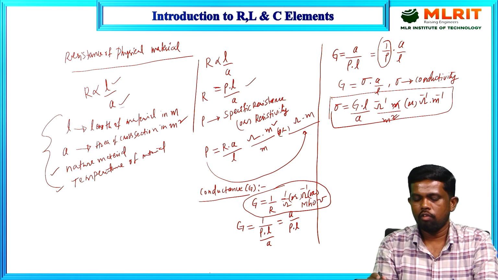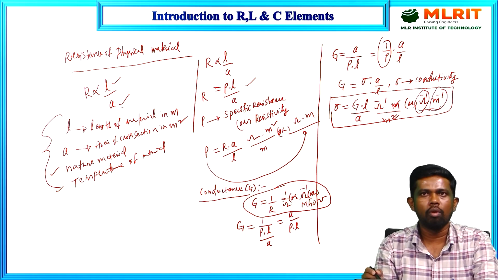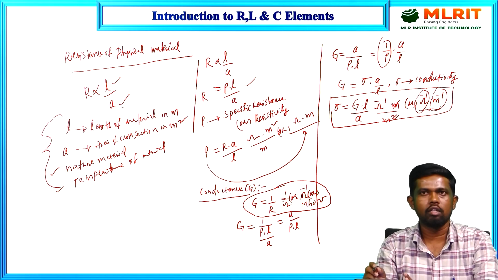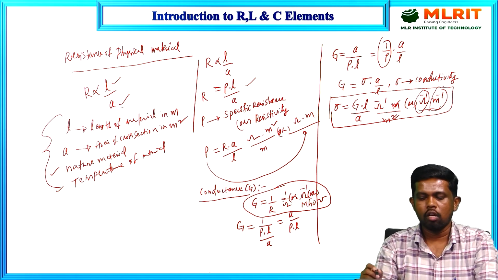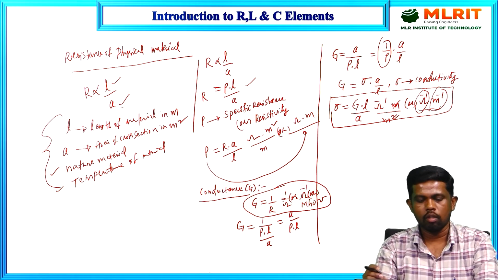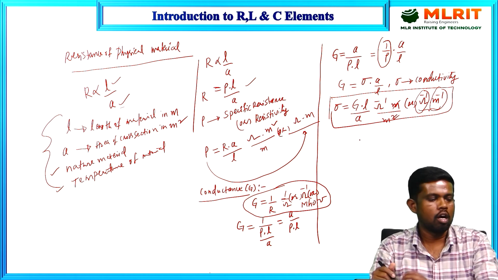So it can be defined from this unit only. It is the conductance of the material per meter length, simply called the conductivity. Conductivity is nothing but a property of the material. Sometimes we also say specific conductance, so specific conductance and conductivity are both the same. So this is a complete analysis regarding the resistance.